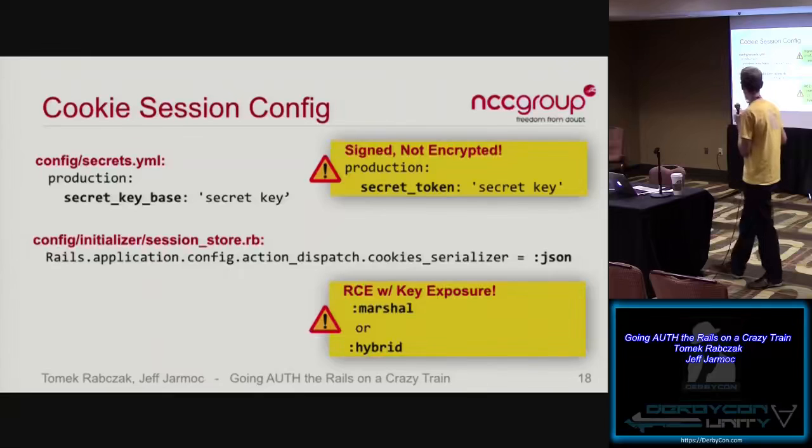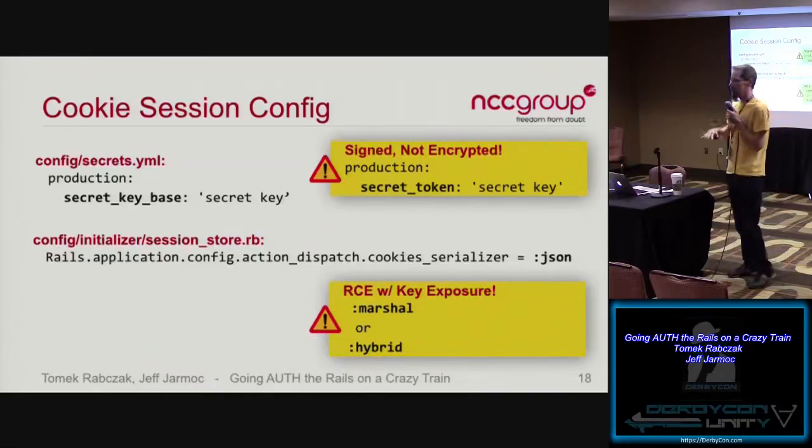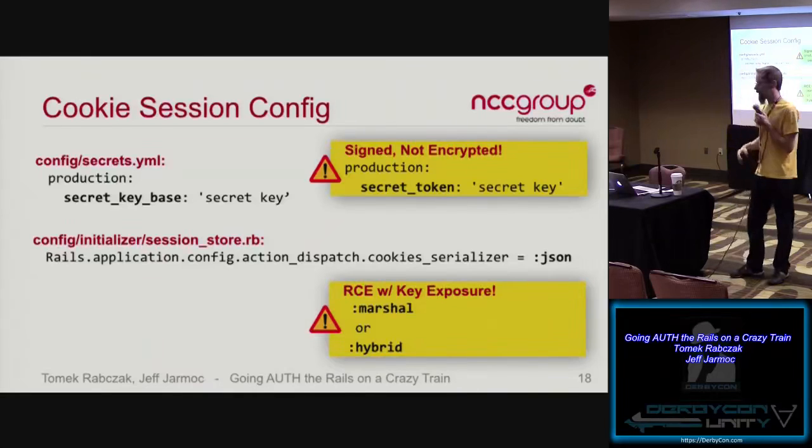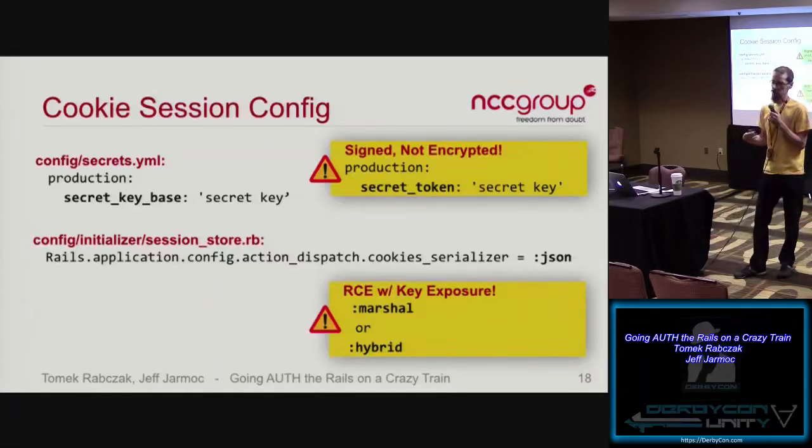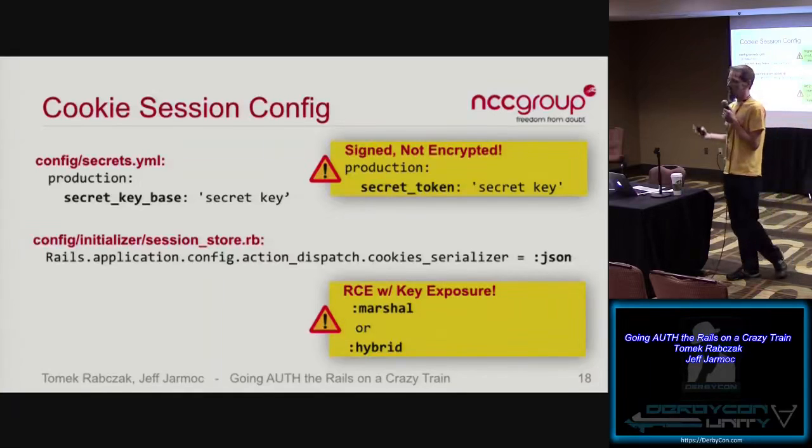This hybrid serializer is kind of an upgrade path. In hybrid mode, the application is going to issue JSON serialized cookies, but it's going to honor either JSON or Marshal serialized cookies, so it's meant to allow you to migrate transparently. I've seen a number of applications where people have turned on hybrid mode to facilitate the upgrade and just left it. And you still have the vector there for RCE, where even though the application's not issuing Marshal serialized cookies, if it honors them, I can still get code exec.